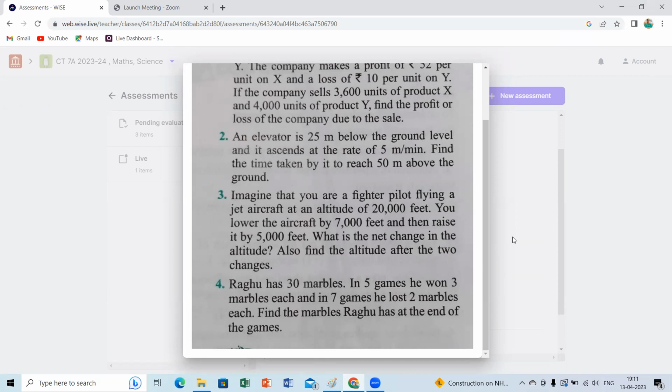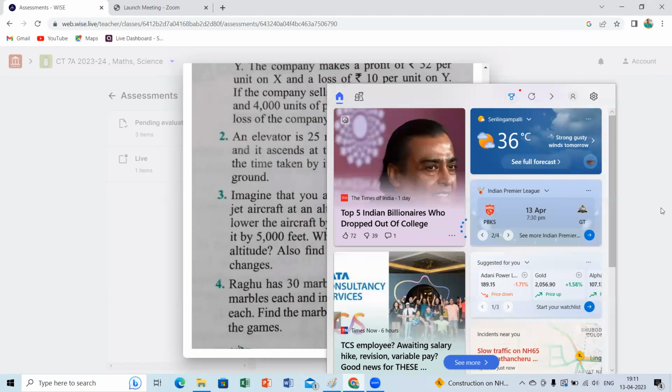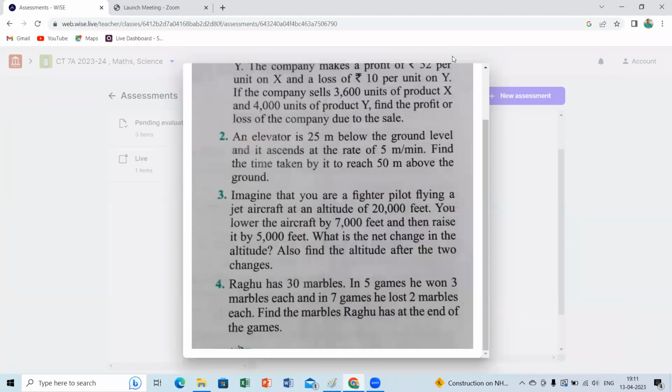This type of questions you may get, but not much tough. They won't give only integers. Only the thing is, how you are supposed to add, subtract, multiply, divide integers, this part should be taken care of. That's about this part of the chapter.